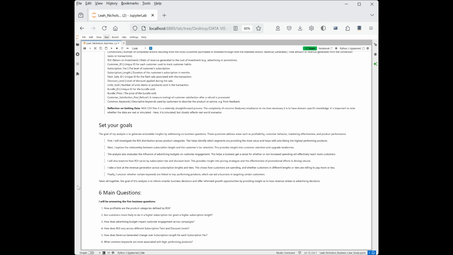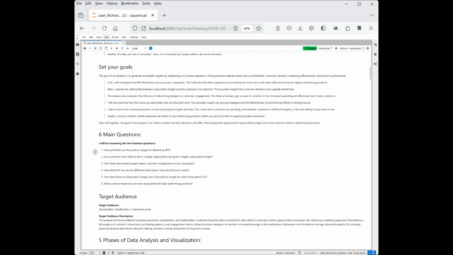For this project, I had many goals. I wanted to generate actionable insights by addressing some business questions. These questions spanned areas such as the profitability, the customer's behavior, marketing effectiveness, and product performance. Taken all together, the goal of this analysis is to inform smarter decision-making and to offer informed growth opportunities by providing insight into how revenue relates to the advertising decisions of the company.